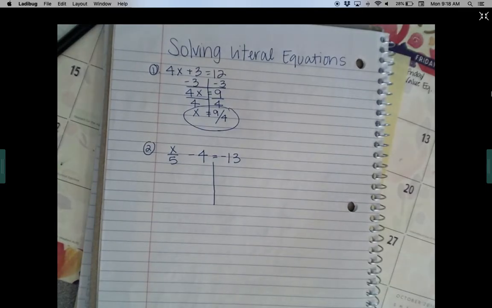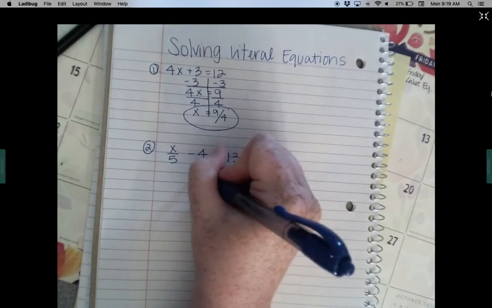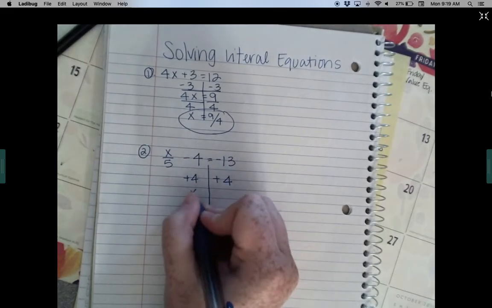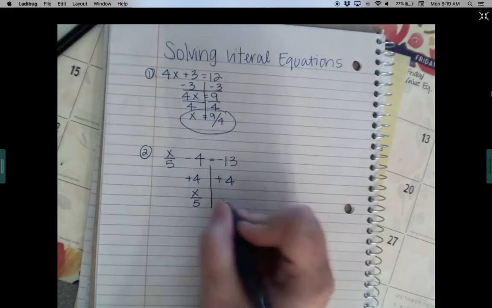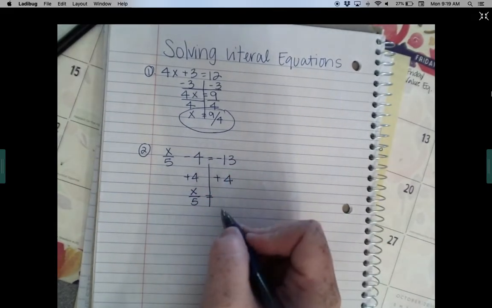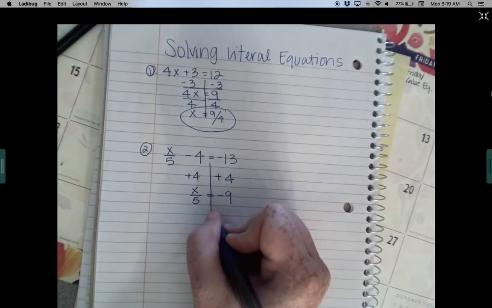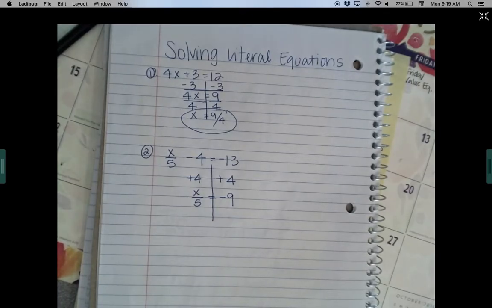Okay, so we want to get x by itself. X right now is attached to the over 5, x fifths. So what do I need to do first? Yes, Carter? You have to add 4. Add 4. So on the left, I just have x over 5. Negative 13 plus 4 is negative 9. So now I have x over 5 equals negative 9.